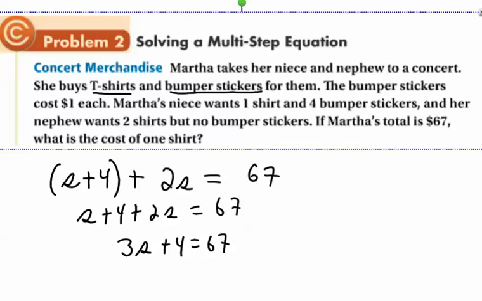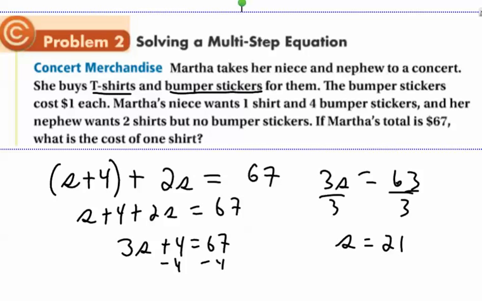Now I subtract 4, and I get 3S equals 63. And I divide both sides by 3. And I get S equals 21. So the cost of the t-shirt was 21.